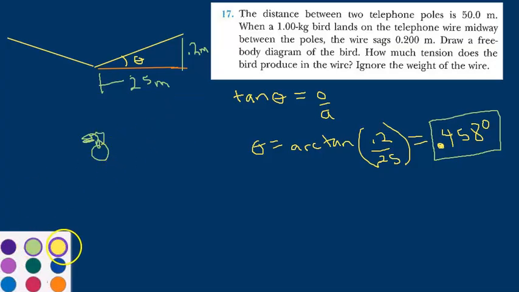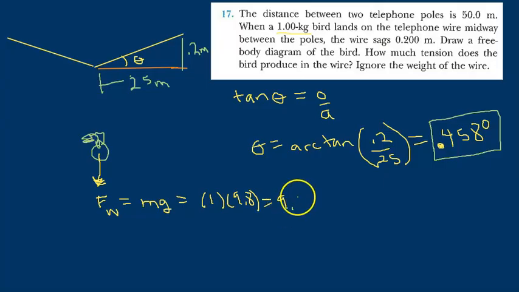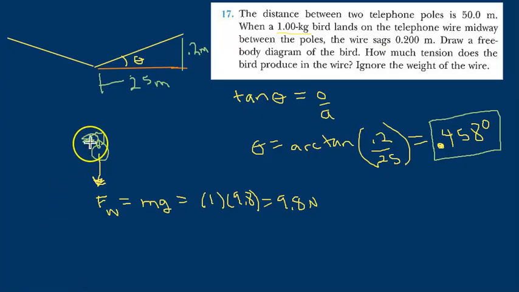Okay, so you have the bird on the wire. How much tension does the bird produce in the wire? Ignore the weight of the wire. So everything has weight. So the bird has weight, which is equal to mg, and the mass of the bird is 1 kilogram. So 1 times 9.8 means that force vector is 9.8 newtons. There are also, and so here's your telephone wire.